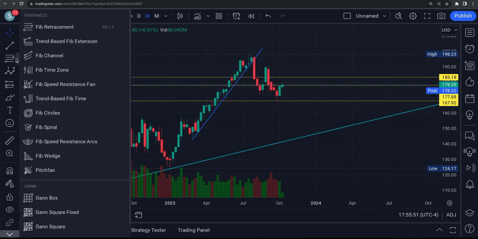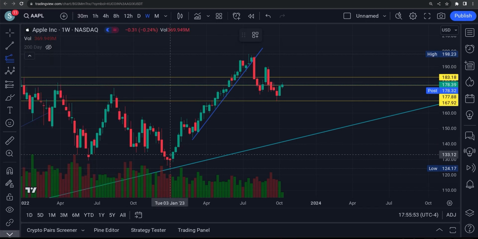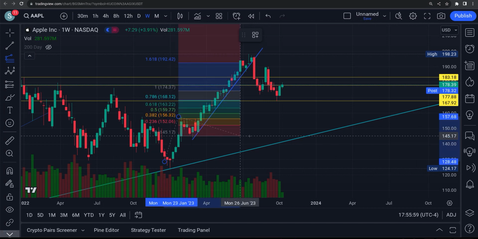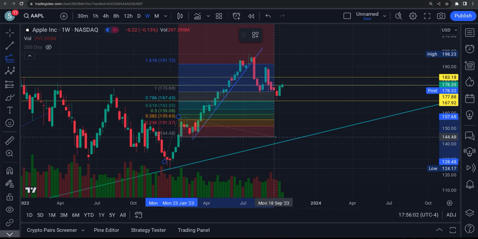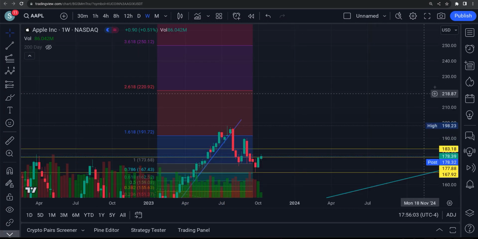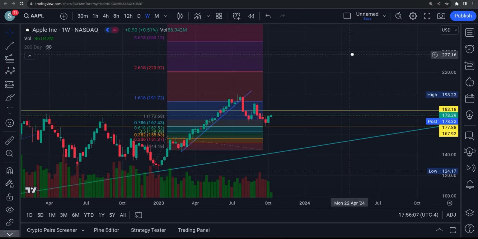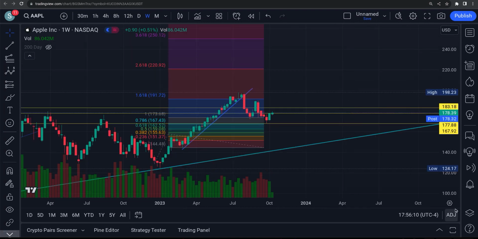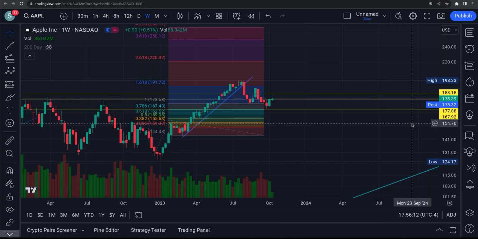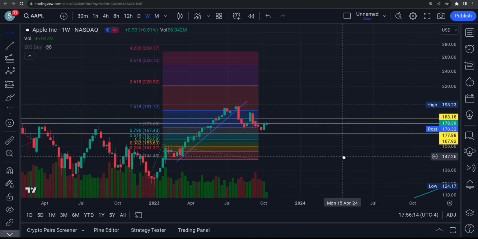All right, number one, take a trend-based fib, go to the low of wave 1, to the top of wave 1, to the retrace of wave 2. All right, let's see what kind of target that gives us. It's giving us a target about 268. All right, let me see here. Let me log on. All right, it's 268.